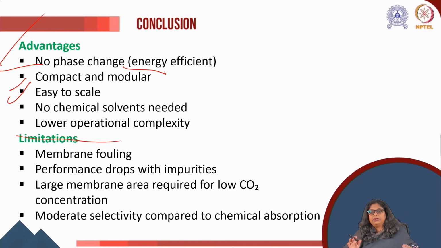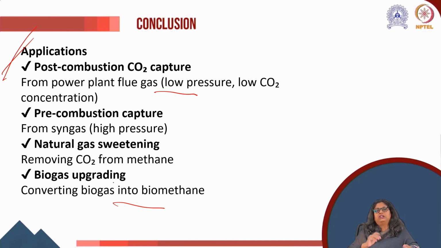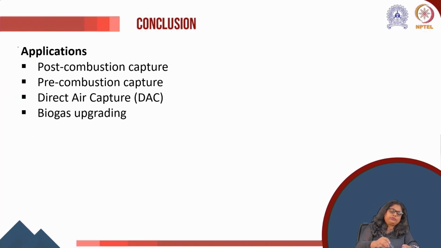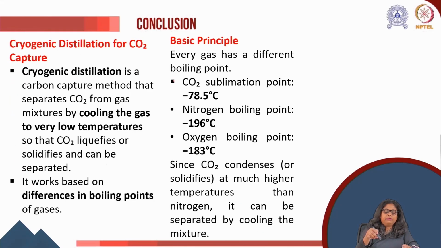We also talk about the limitations. Membrane fouling could be one problem here, with a performance drop if impurities are present in the gases. A larger membrane area is required for low CO2 concentration. If CO2 is coming from a power plant, as in post-combustion capture, it is at low concentration, so a larger membrane area would be required. And there is moderate selectivity compared to chemical absorption. So that is the application part we have seen.